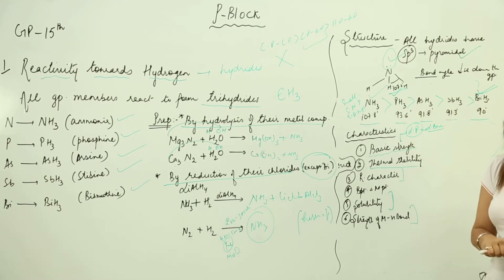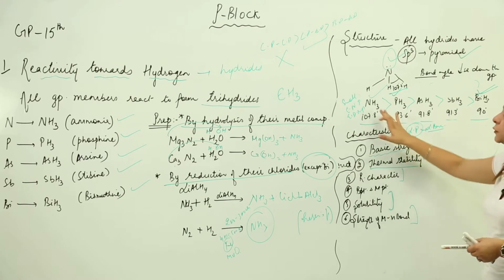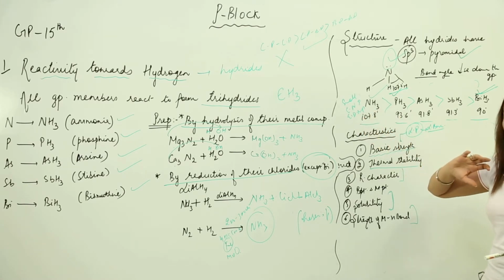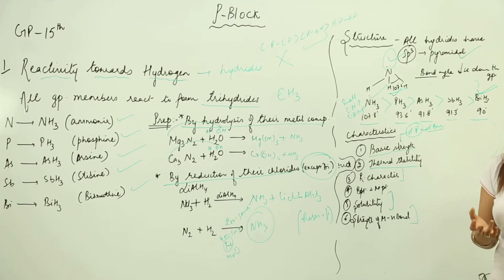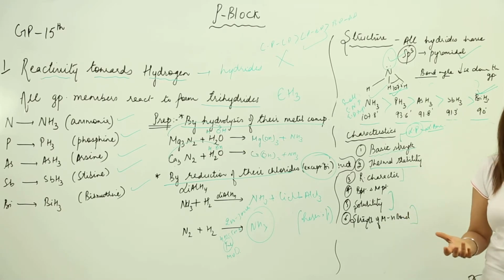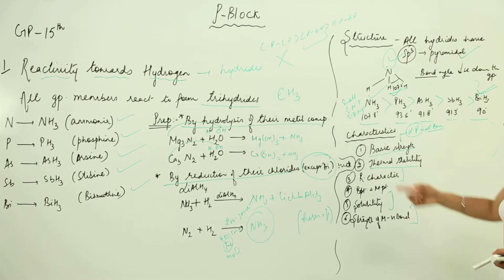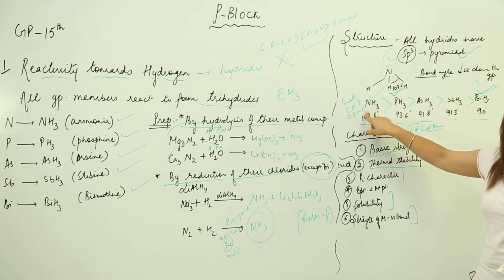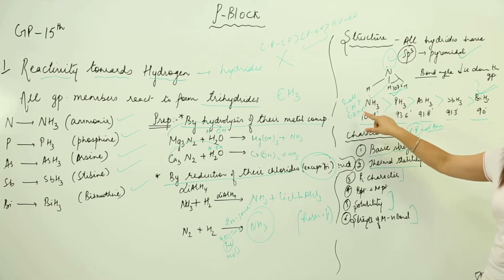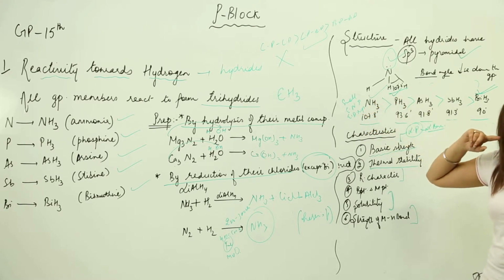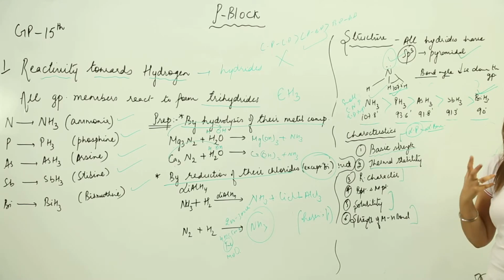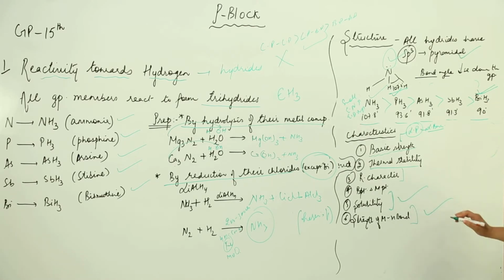And if we compare solubility, we see that NH3 is more soluble in water and bismuthine is least soluble. The reason being, it is smaller in size and capable of forming more hydrogen bonds. We know that the smaller the atom, the more it gets hydrated, the more hydration energy you get, and the more the hydration energy, obviously the more the solubility. So this is over, you know now.